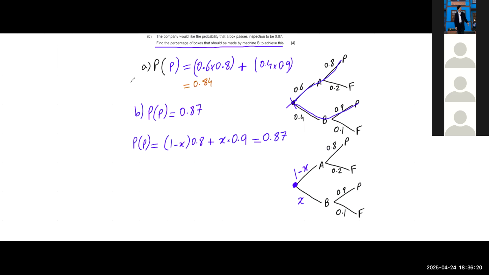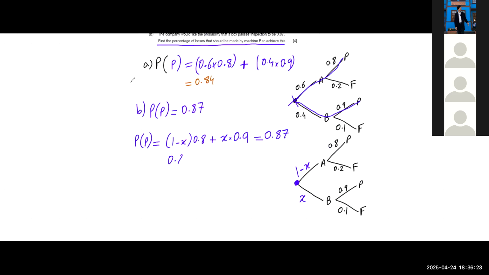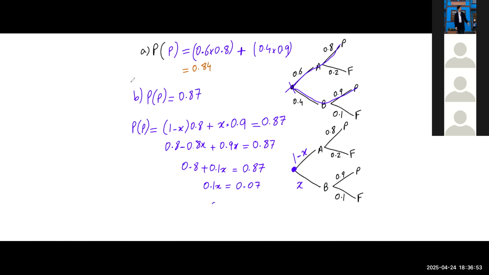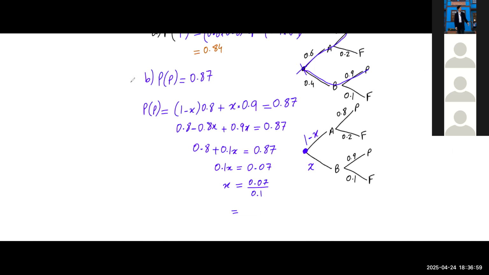Okay, so let's clean this up first. Let's open up these brackets. 0.8 minus 0.8x, right? Plus 0.9x equals 0.87. So far, so good. Now we have minus 0.8x plus 0.9x, which basically makes it plus 0.1x. We can subtract the 0.8 on both sides, right? Because 0.87 minus 0.8 will be 0.07. And then x will be equal to 0.07 divided by 0.1, which is 0.7.